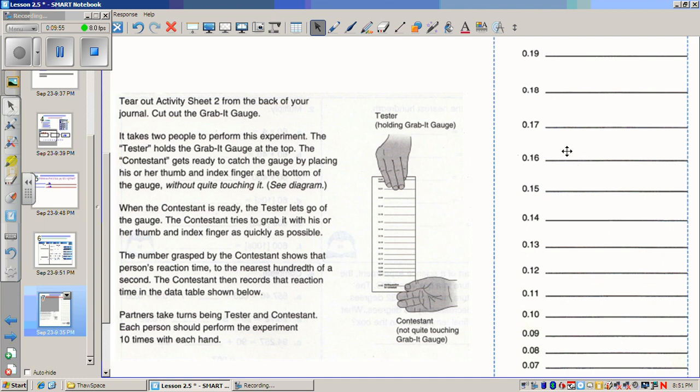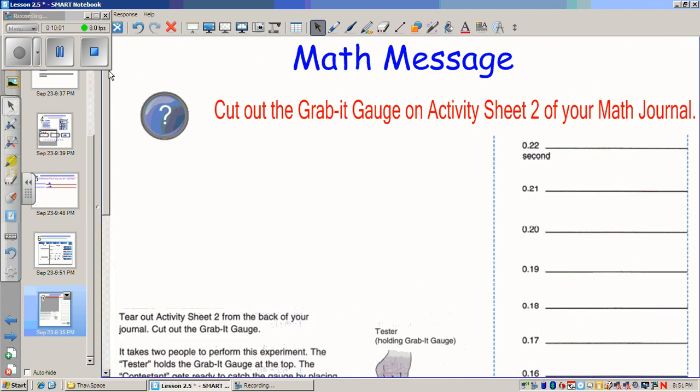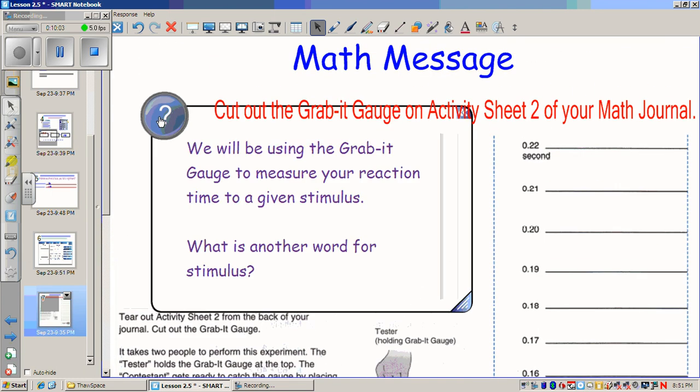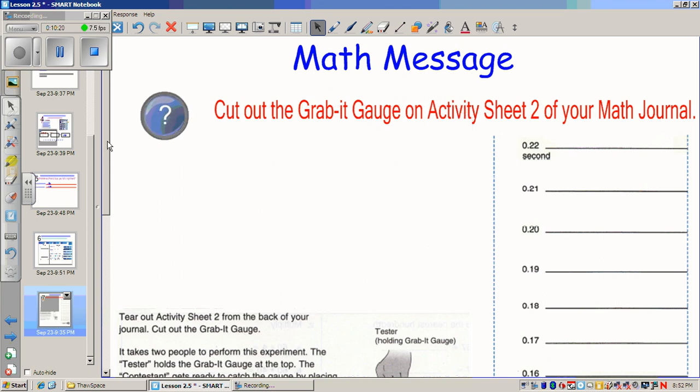Now I picked 0.15 for my left and 0.16 for my right. Now hopefully I might even be quicker and I could surprise myself. That would be all right. So remember, we will be using the Gravit gauge to measure your reaction to a given stimulus. The stimulus is the Gravit gauge being dropped, and your reaction is how quick you can grab it, okay? Another word for stimulus is your reaction, okay? So your reaction time.